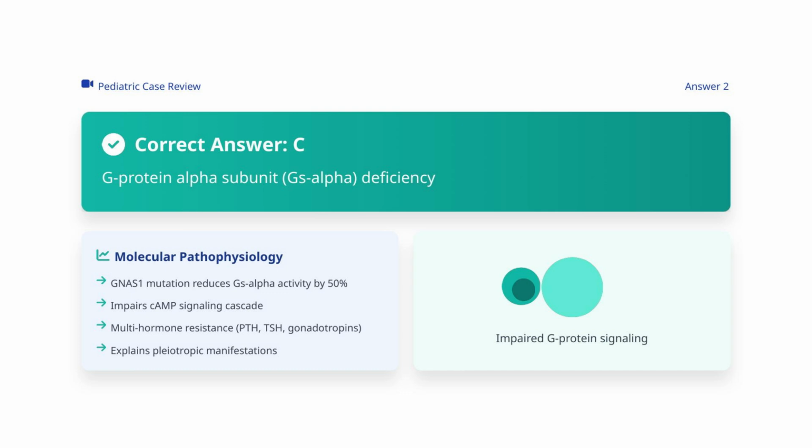The correct answer is C, G-protein alpha subunit deficiency. Mutations in GNAS1 reduce GS-alpha activity by 50%, impairing cyclic AMP signaling. This defect causes resistance to multiple hormones including parathyroid hormone, thyroid-stimulating hormone, and gonadotropins. The G protein normally couples hormone receptors to adenylyl cyclase. Without adequate GS-alpha, hormones cannot activate their target cells despite normal receptors, explaining the multi-hormone resistance pattern.